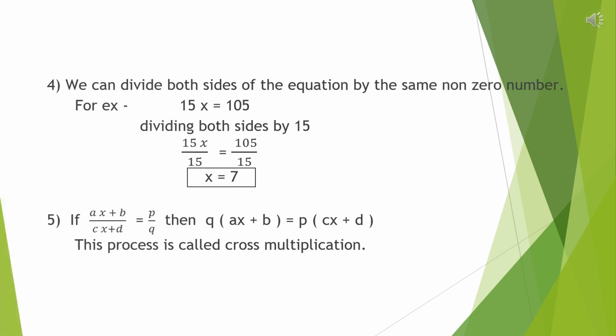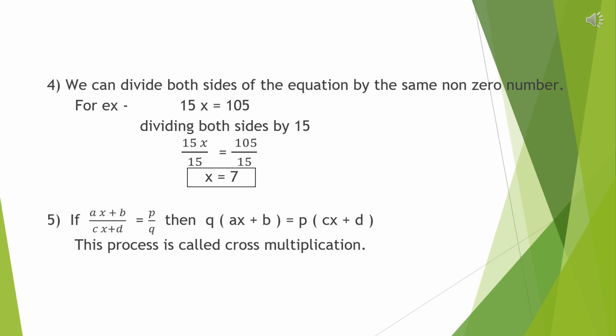Rule 4: We can divide both sides of the equation by the same non-zero number. For example, 15x equals 105. In this equation, we have 15 in multiplication. So we have to divide both sides by 15 for removing this. And after division, we will get x equals 7.